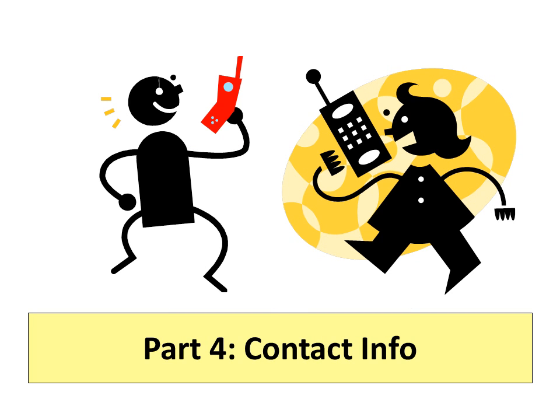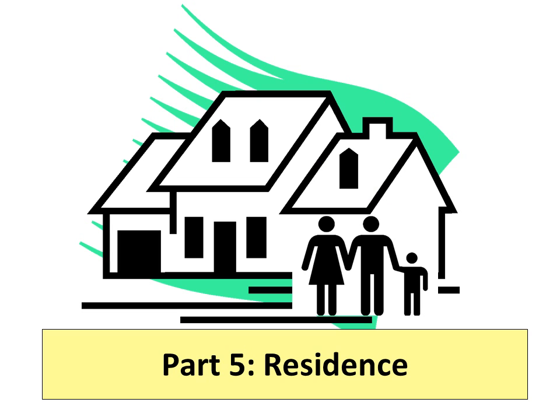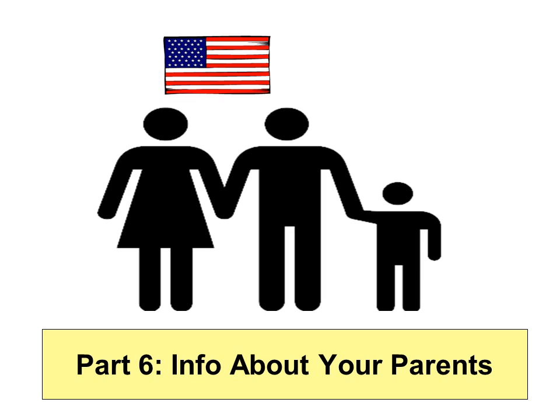Part 4 is about contact information, your phone numbers, and your email address. Part 5 is about your residence, previous residences, and mailing addresses. Part 6 is information about your parents. Were either of your parents citizens before your 18th birthday? If they were, then you're already a U.S. citizen.